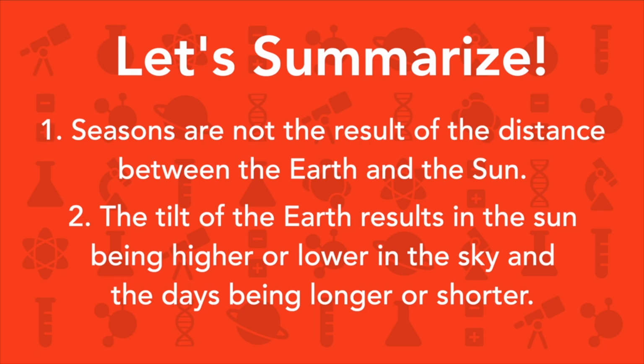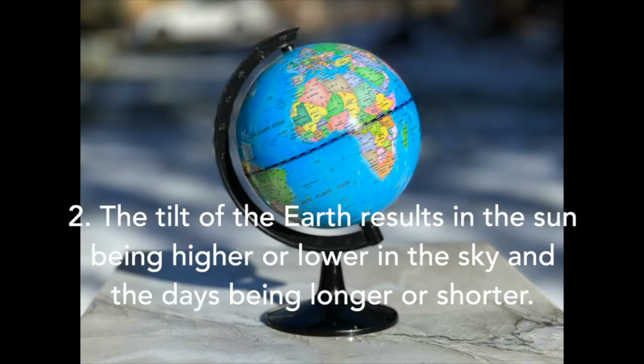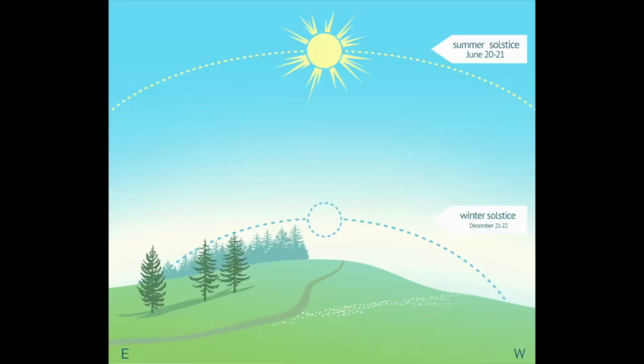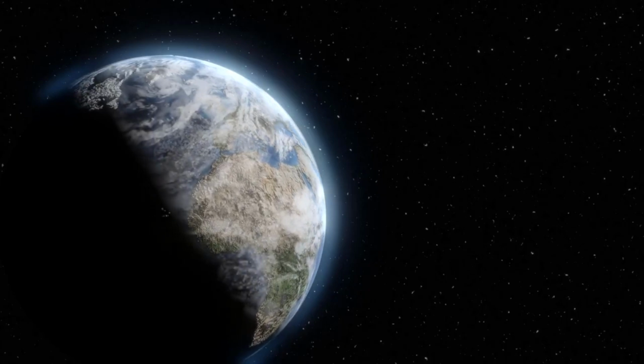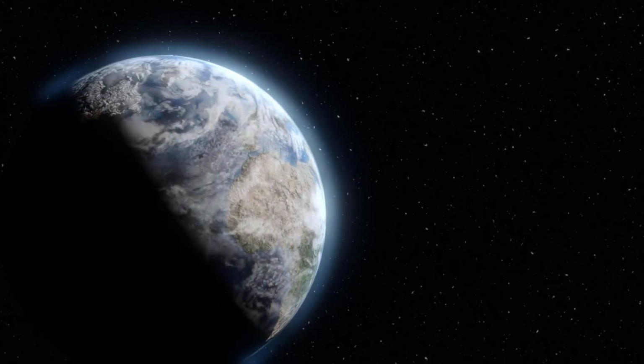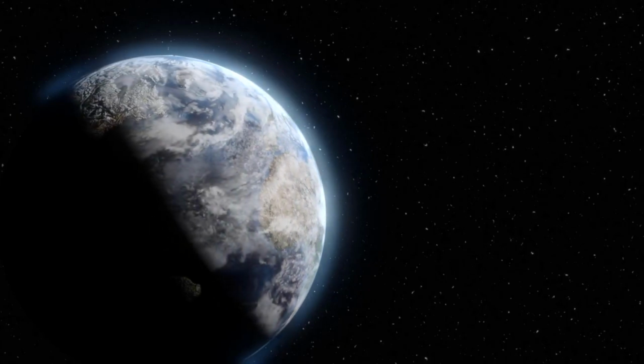So to summarize, seasons are not the result of the distance between the Earth and the sun. The tilt of the Earth results in the sun being higher in the summer and lower in the sky in the winter. It also changes the length of days for those time periods as well, which in combination give us our different seasons. So there you have it. The mystery of the seasons has been solved.